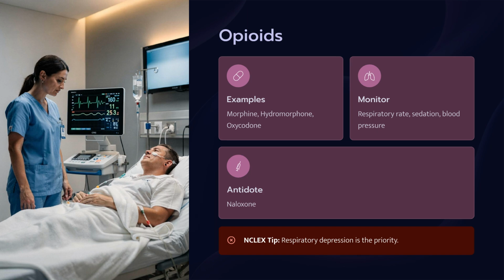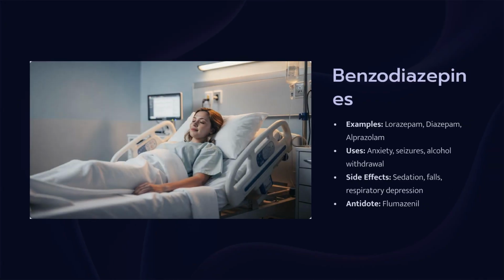Opioids like morphine are powerful analgesics. You must monitor respiratory rate, sedation, and blood pressure. The antidote is naloxone. Respiratory depression is always the priority when assessing these patients. Benzodiazepines are used for anxiety, seizures, and alcohol withdrawal. Be aware of side effects like sedation, falls, and respiratory depression. Flumazenil serves as the antidote.